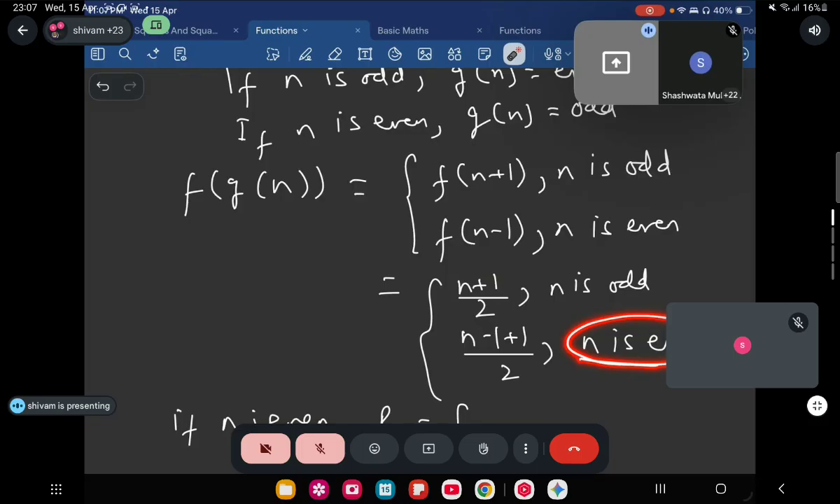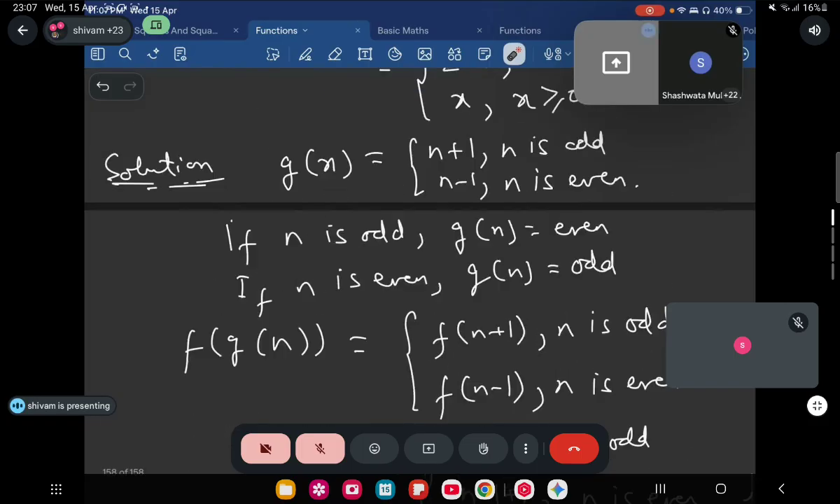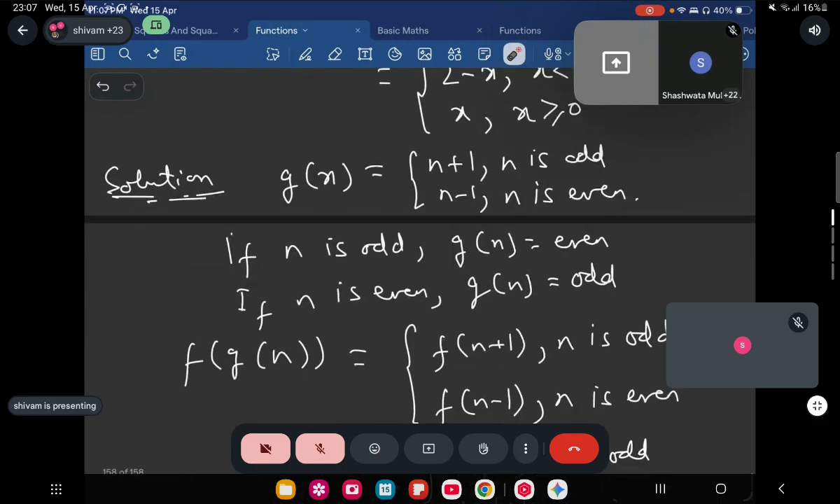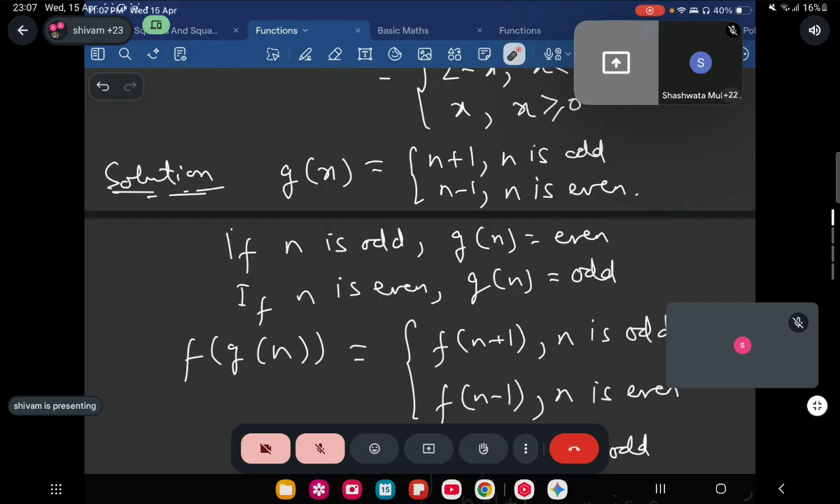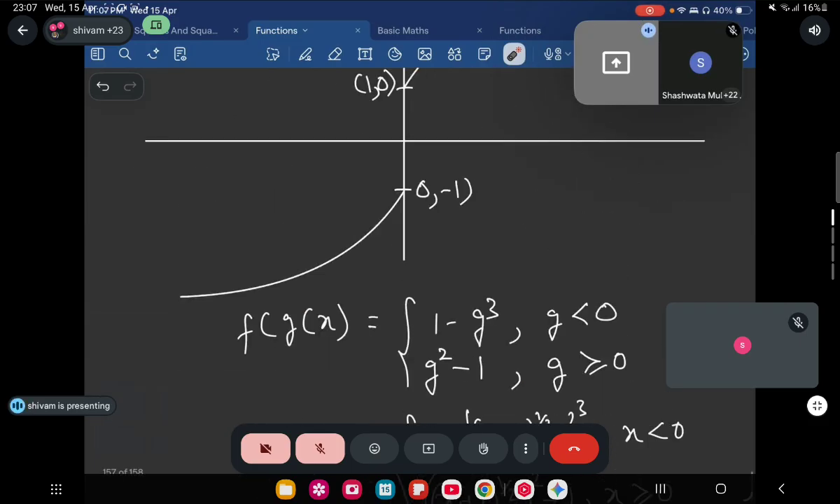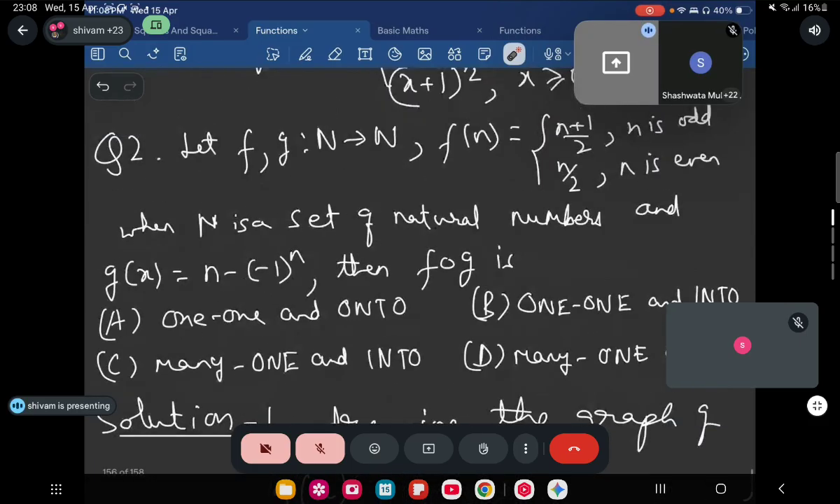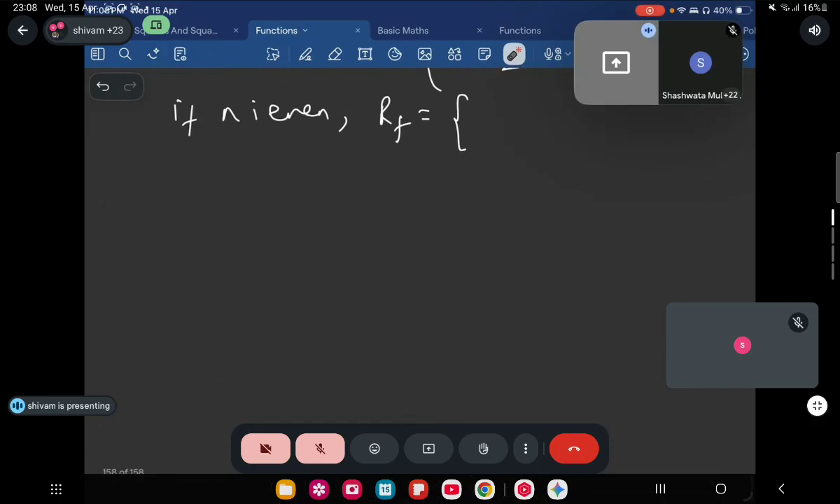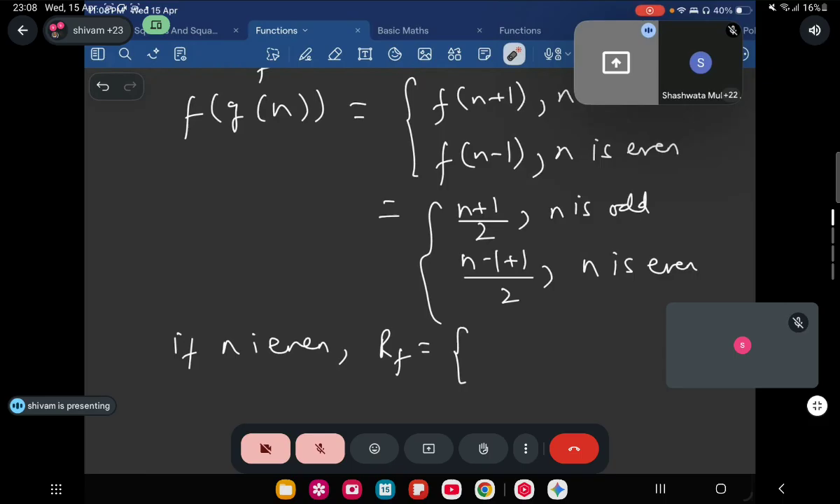If n is even, then g of n, that is n minus 1, is odd, right? Yes, sir. And if n minus 1 is odd, in which branch should we substitute? The first branch. So that's why I substituted in the first branch, (n minus 1 plus 1) by 2. Is it clear? Tell me. Okay.